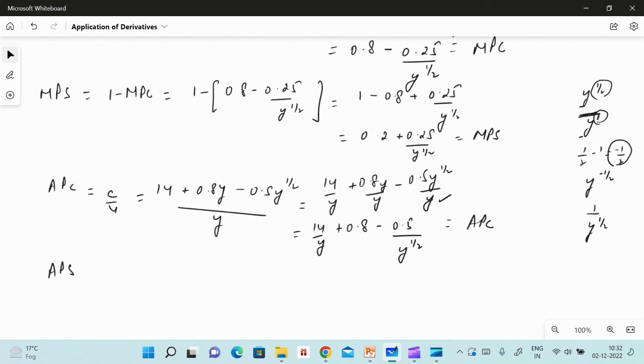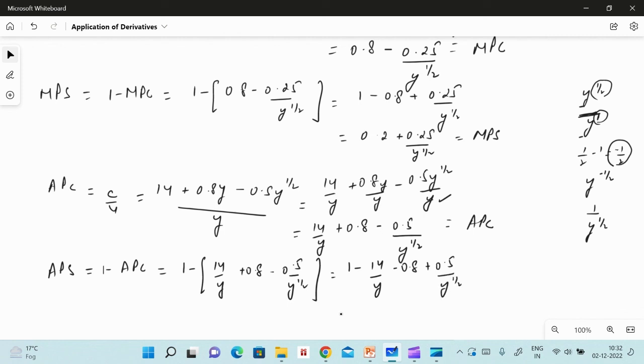And next is average propensity to save. This is equal to 1 minus average propensity to consume, which is 1 minus (14 by Y plus 0.8 minus 0.5 by Y power 1 by 2). So if I open the bracket, I will get 1 minus 14 upon Y minus 0.8 plus 0.5 divided by Y power 1 by 2, and ultimately I will get 0.2 minus 14 by Y plus 0.5 divided by Y power 1 by 2. So this is my average propensity to save.